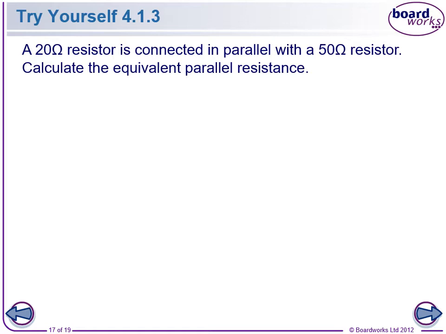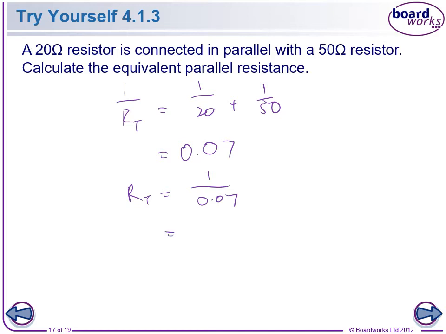Okay, so I won't bother drawing this one, but our total resistance, 1 over RT, will be equal to 1 over 20 plus 1 over 50. Okay, 1 over 20 plus 1 over 50, so 0.07 is what I get for that. And so therefore our RT will be equal to 1 over that, which is 14.3.